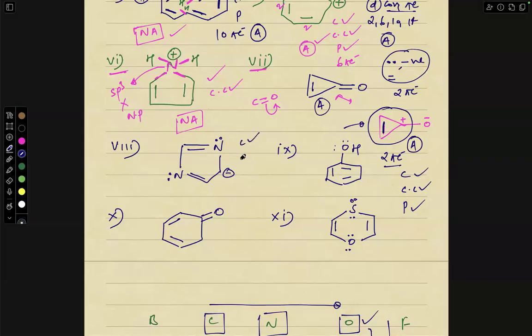Okay, this one is cyclic, cyclic conjugated, planar. How many conjugated pi electrons? Delocalized 2, 2, negative also 2, 6. So 6 means aromatic. Make sense?